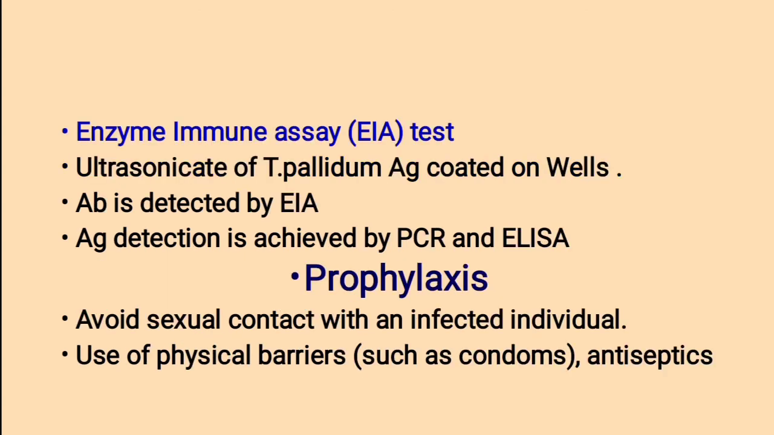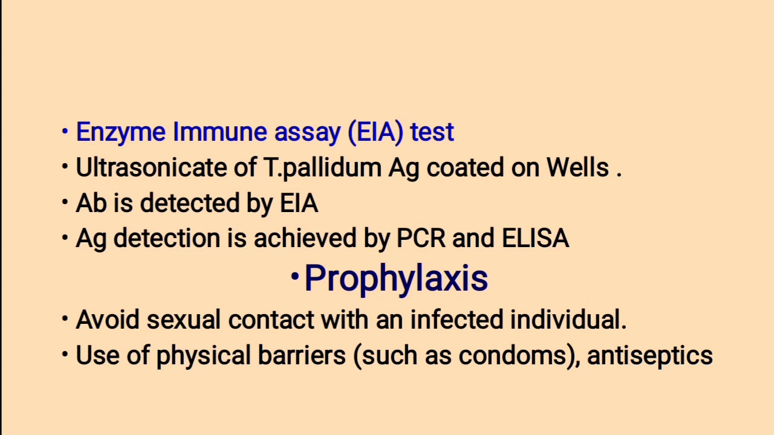Enzyme immunoassay test. It uses sonicated Treponema pallidum antigen coated on wells. An antibody is detected by enzyme immunoassay. Antigen detection is achieved by PCR and ELISA test.